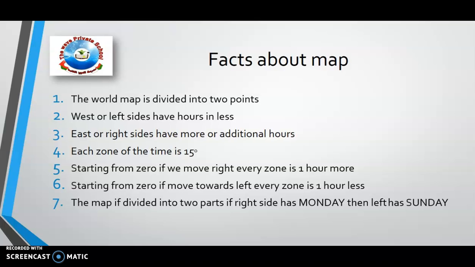And the next thing, the map is divided into 2 parts. You can see positive and negative, meaning left or right. If the right side is Monday, then the left side will be Sunday, because the left side is always lower, it is less than the right side. Because it has minus values, it will be 1 day less. If the right side is Tuesday, then the left will be Monday. It is always less.